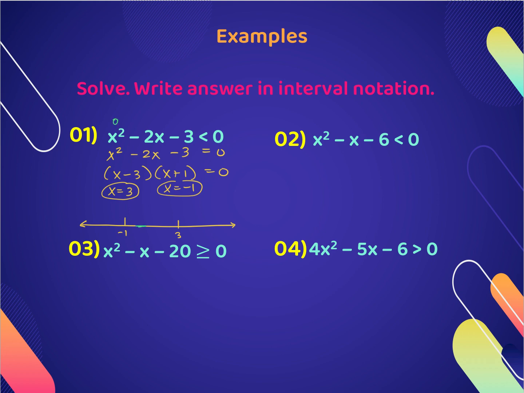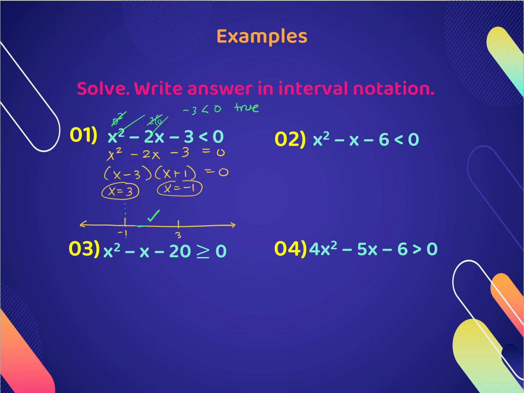Because 0 squared is just 0. 2 times 0 is 0. And so notice that it's super easy to do the math, and you get left with negative 3 is less than 0. Now you ask yourself, is it true or false? Well, negative 3 is less than 0. This is true.